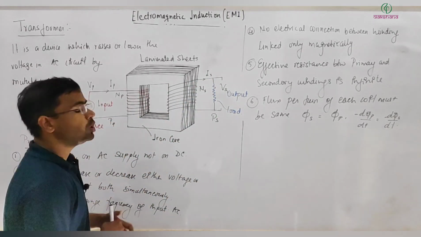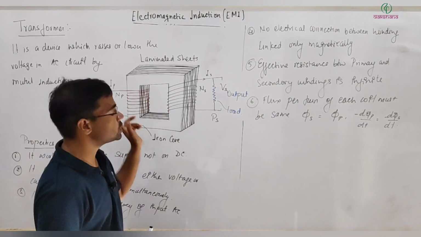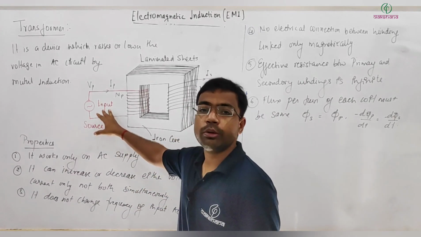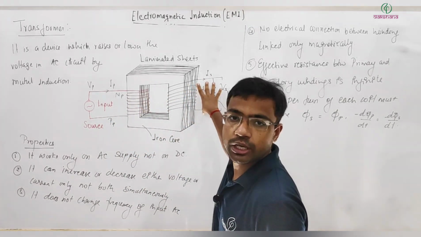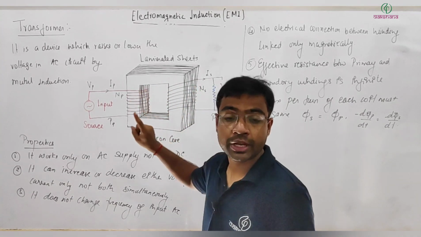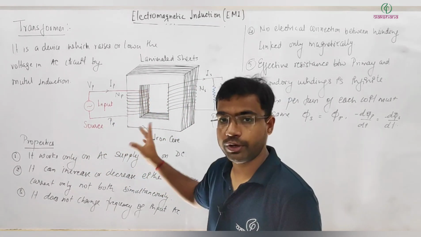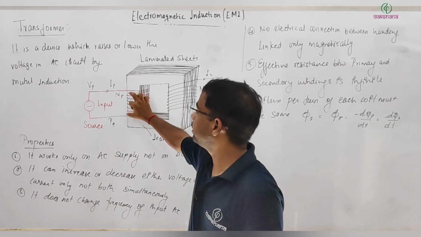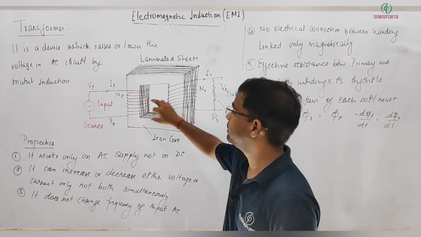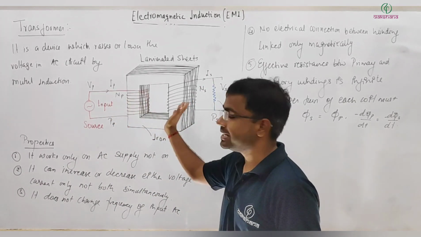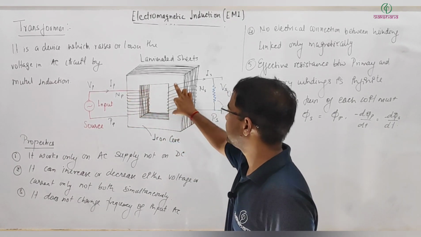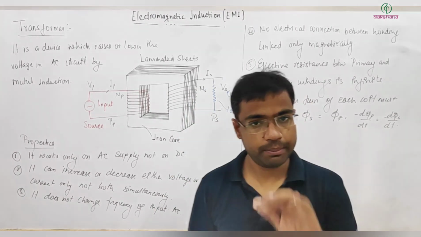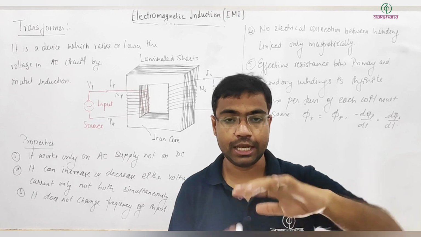Now, based on the number of turns in these coils, the potential difference or EMF of the input can be increased in the output, or it can be decreased. I will tell you exactly how. If the number of turns in the secondary coil is more than in the primary coil, then the EMF induced here will be more than the EMF here, and vice versa. If the number of turns in the primary coil is more than in the secondary coil, then the EMF here will be smaller.